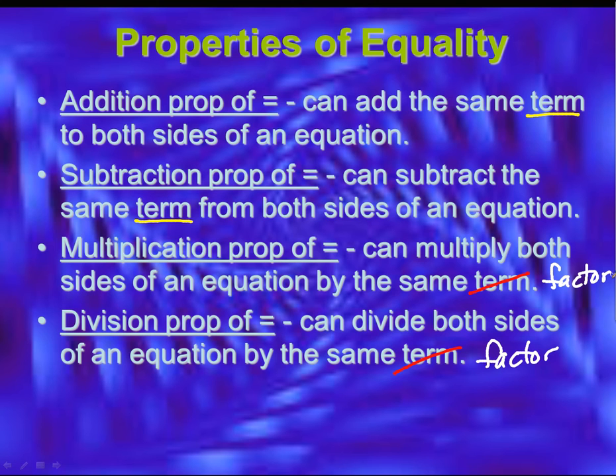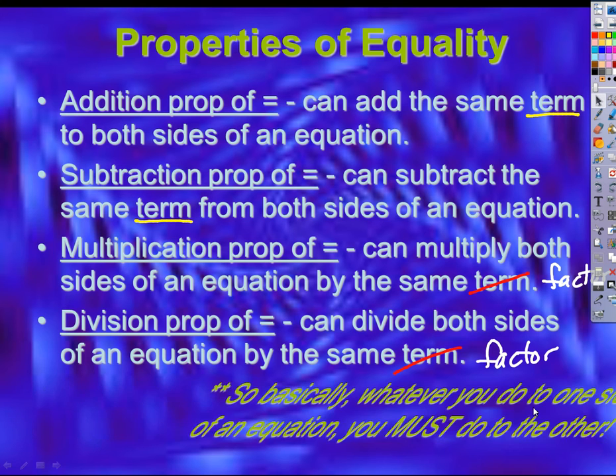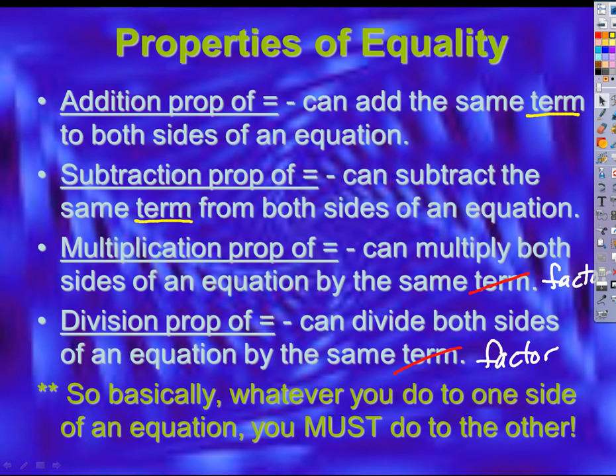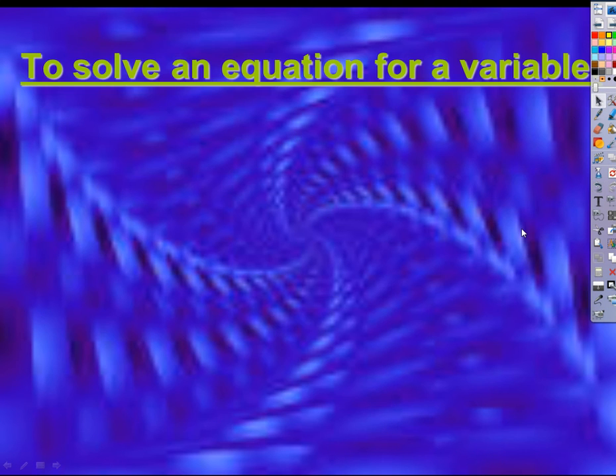Now, all this stuff boils down to a very simple idea. Notice that it says you can do the same thing to both sides. Add, subtract, multiply, or divide. So, bottom line, if we have an equation, we have to treat both sides equally. What you do to one side of an equation, you have to also do to the other. And you probably already knew that, right? Okay, let's look at a couple examples.